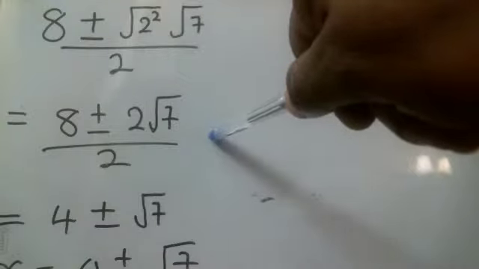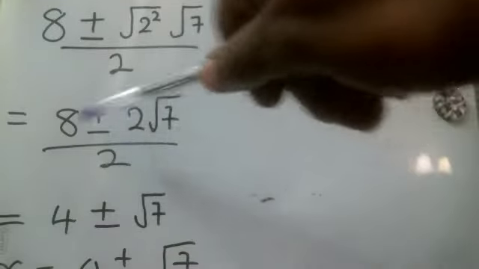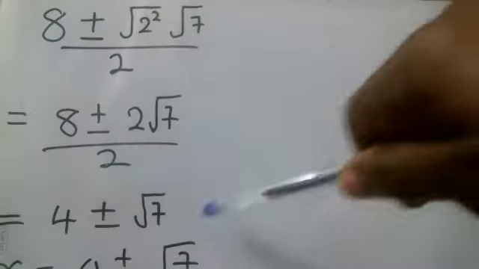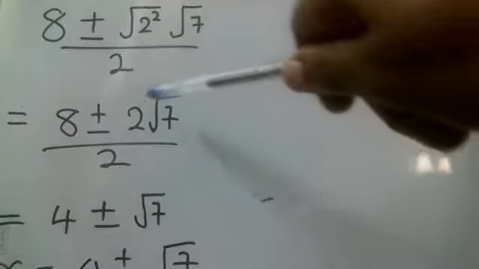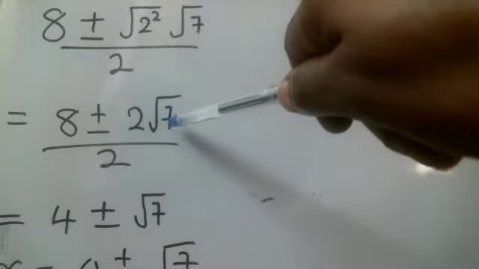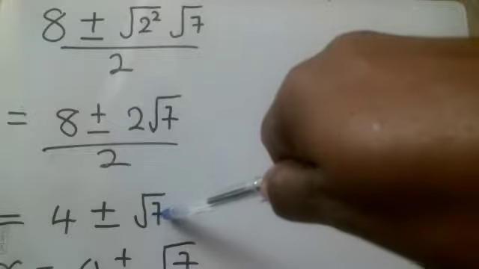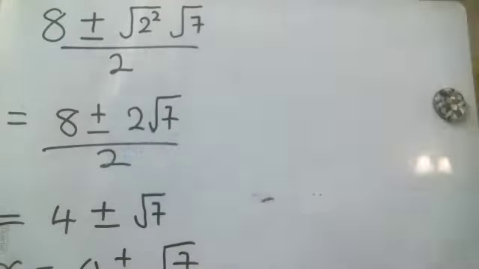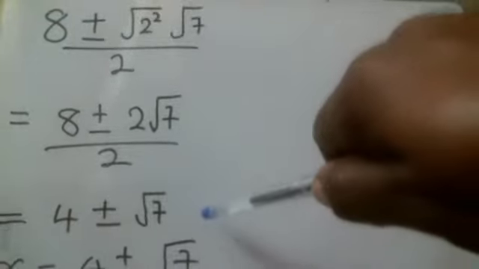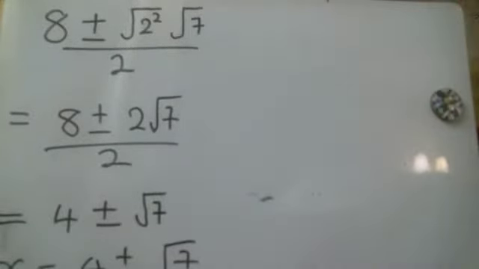This is the next stage. Now, dividing through by 2, we get this. 8 divided by 2 will give us 4. 2 times square root of 7 divided by 2 will give us square root of 7, because the 2 will cancel out. So the answer here is x is equal to 4 plus minus square root of 7.